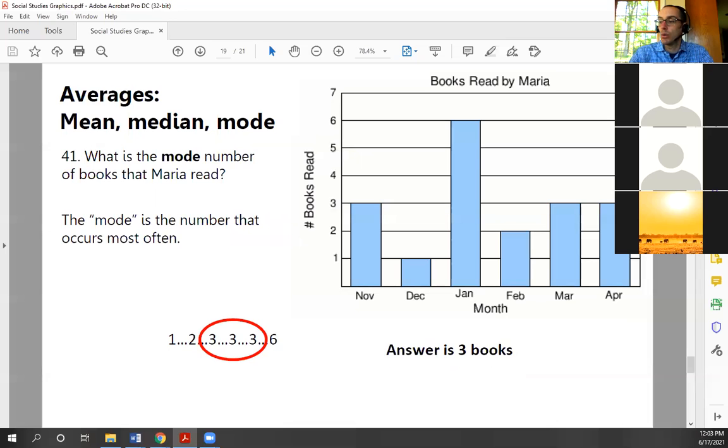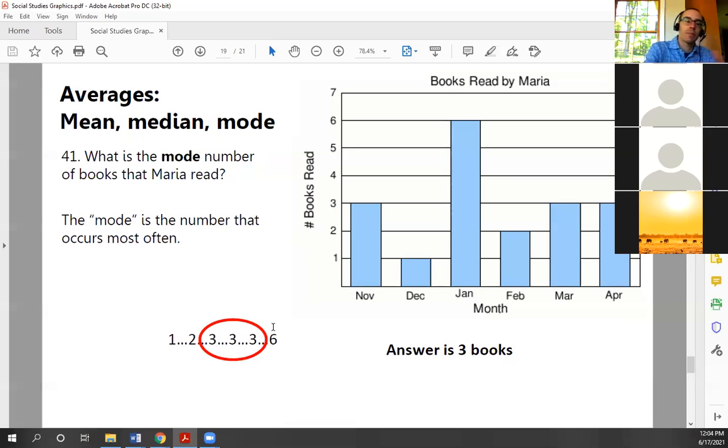Next is the mode. Okay, what is the mode? And maybe if Maria is your daughter and you want to learn more about how much she likes to read, maybe this is something you could do. You could say, what is the mode number of books that Maria read? The mode is the number that occurs most often, right? So she read 1 month of 1, 1 month of 2, 3 months of 3, and 1 month of 6.